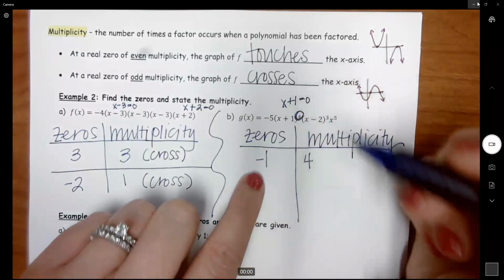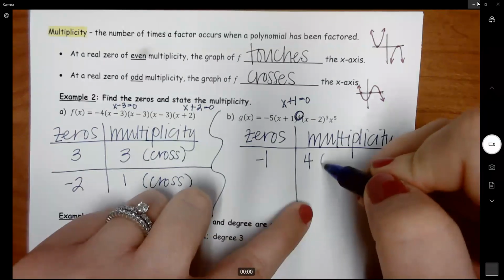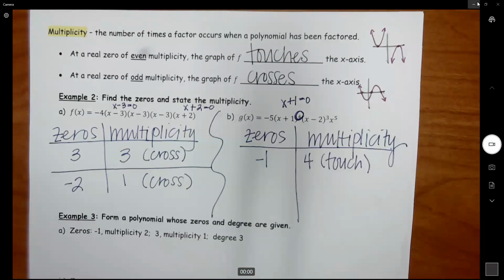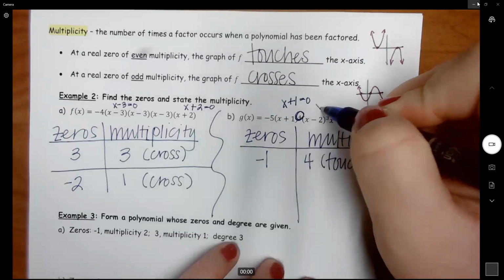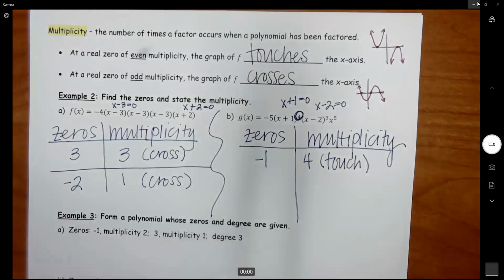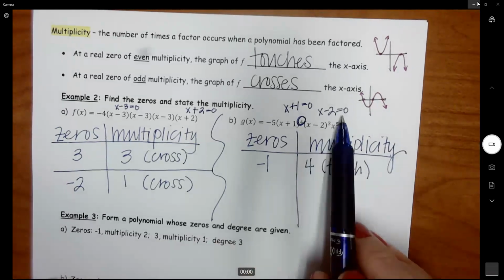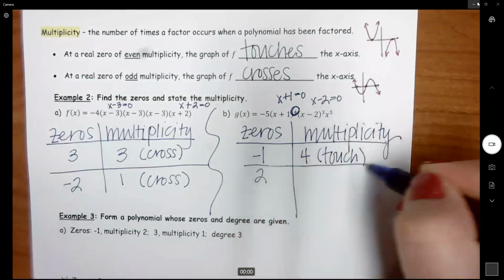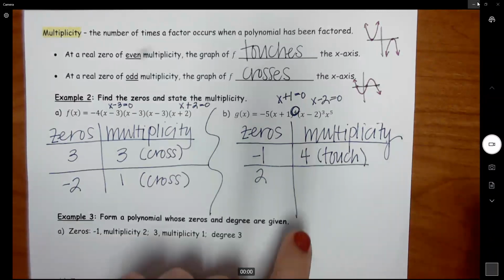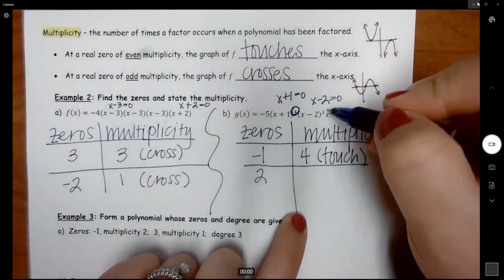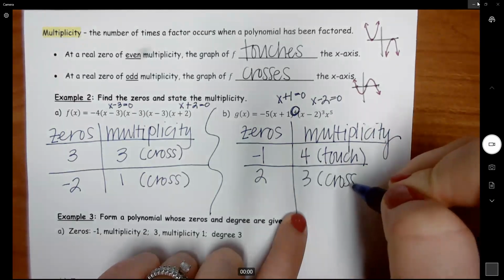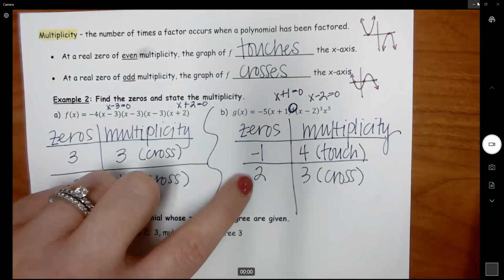So what that means is at negative 1, this graph is actually just going to touch, and it's going to bounce back either up or down. Okay, we have another one right here at x minus 2. So if I set x minus 2 equal to 0, we would add that 2 over. We'd get a 0 at 2. And then its multiplicity is the number of times you have that factor. In this case, it's 3. So here, it's actually going to cross through at 2.